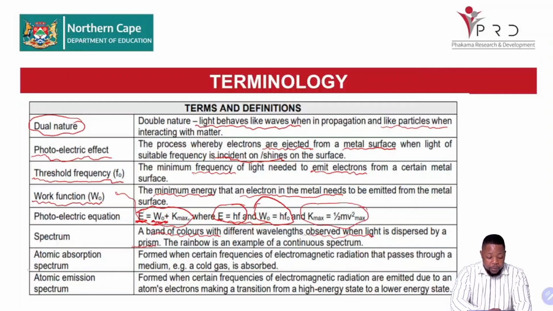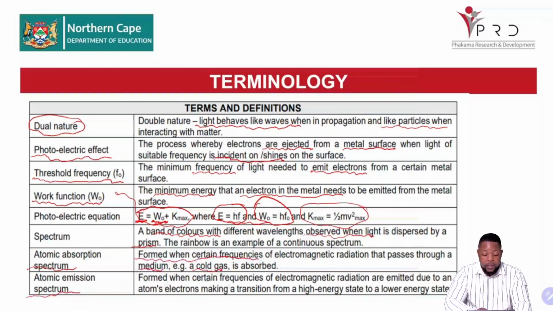The absorption spectrum is also very important for this topic. We are going to see it in the next lesson. It is formed when certain frequencies of electromagnetic radiation pass through a medium. That medium could be, for example, a cold gas, and then certain frequencies are absorbed. So when certain frequencies of electromagnetic radiation pass through a cold gas, we get certain frequencies that are absorbed. And in that case, the absorption spectrum is formed.